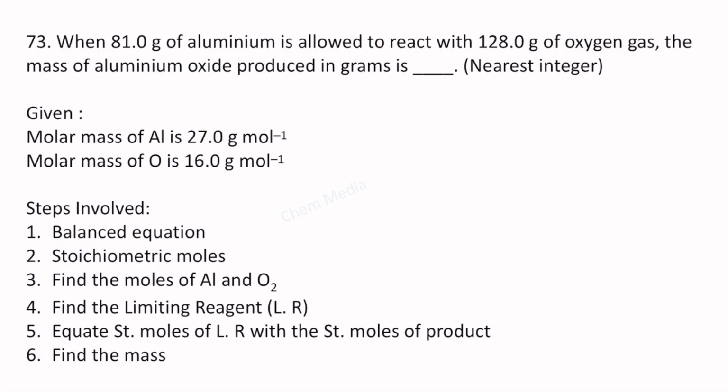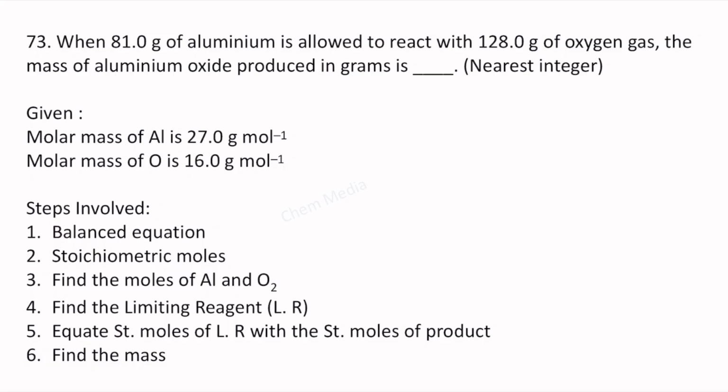Here is a question based on mole concept and limiting reagent. When 81 gram of aluminum is allowed to react with 128 gram of oxygen gas, the mass of aluminum oxide produced in grams is how much? We need to find out the nearest integer. This problem involves 6 steps.